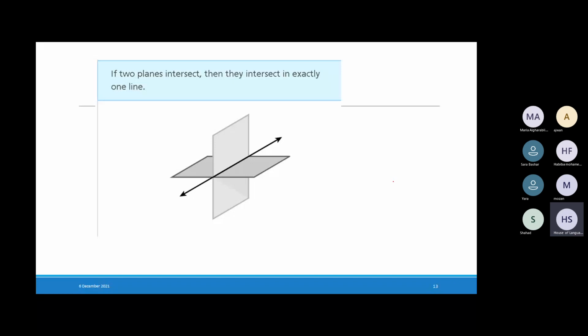Where do they intersect? Two lines in one point. And two planes, if they are intersecting, where do they intersect? In one line. Can anyone give me another example or statement that doesn't work? Two planes intersect, because this is a postulate.